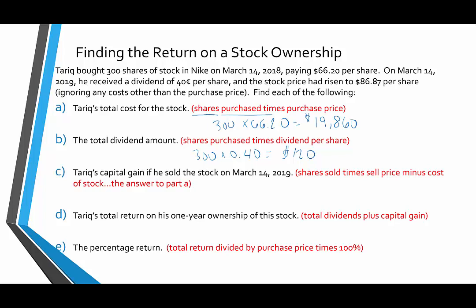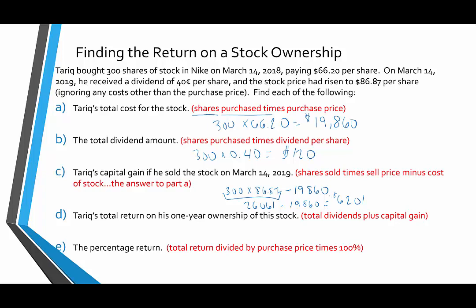So it's going to be shares sold, which was 300, if he sold the whole thing, times the selling price, $86.87, minus the cost of the stock, or the answer to part A, so minus $19,860. When I calculated 300 times 86.87, I ended up getting 26,061 minus part A, and I end up getting $6,201 in capital gain.